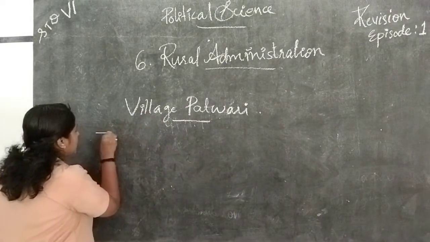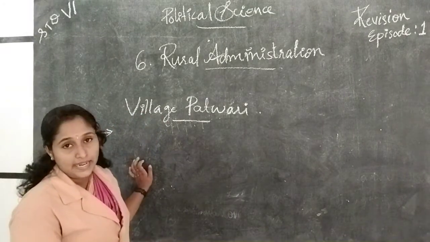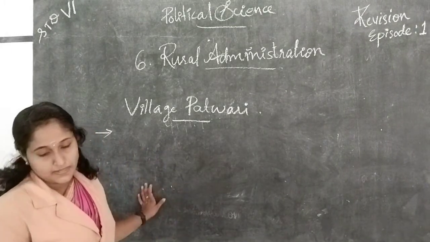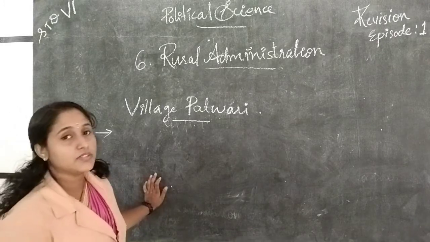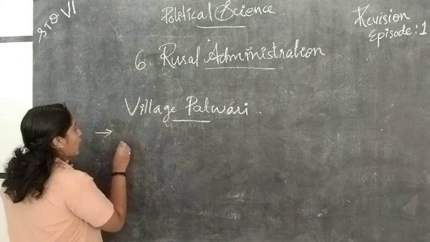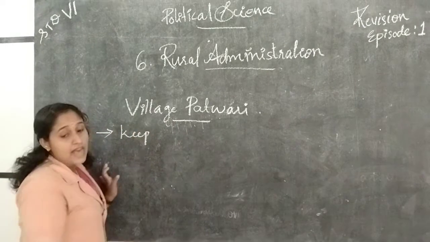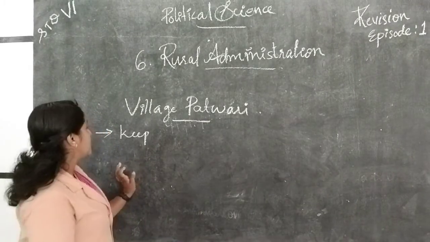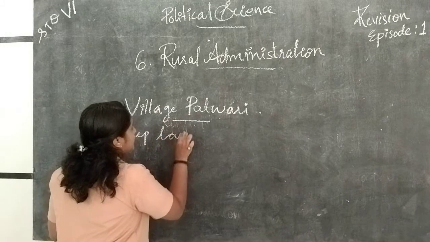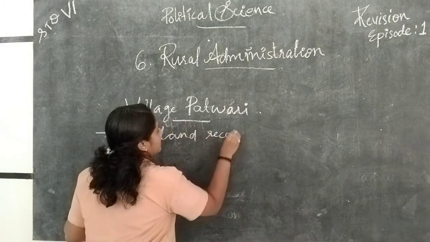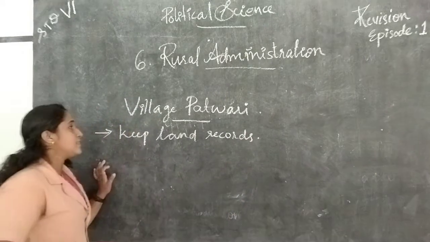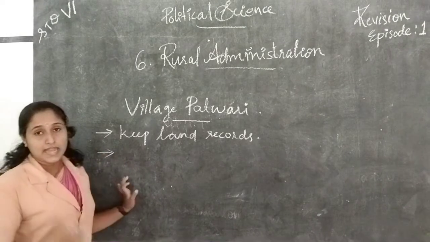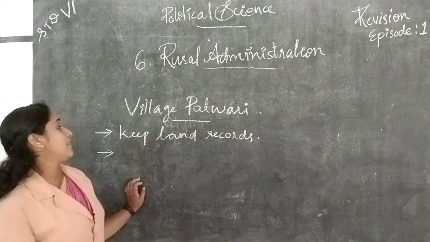The very first thing is that the village patwari keeps a record of the land. The patwaris keep the record of land areas held by the people. So the very first duty of the village patwari is to keep land records. What was the next work of a village patwari?